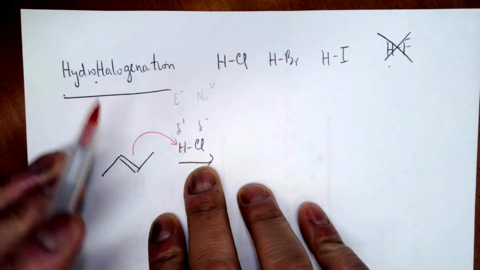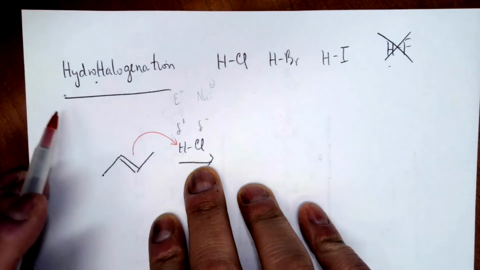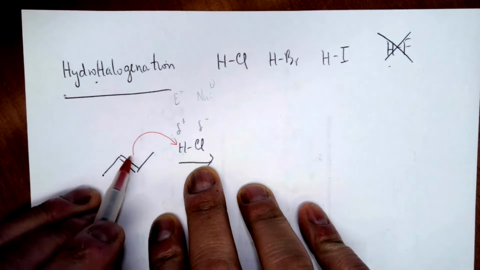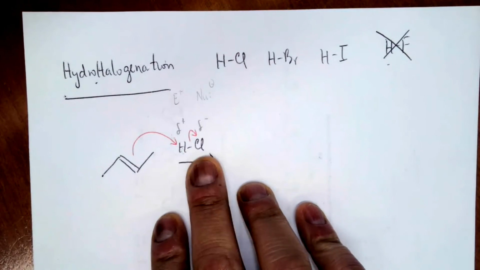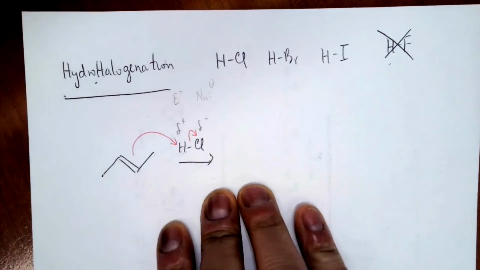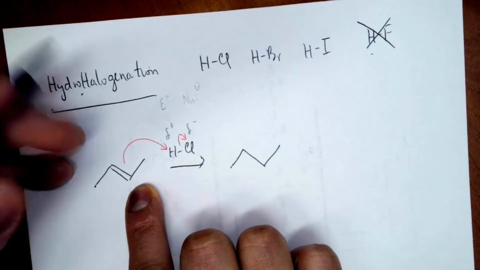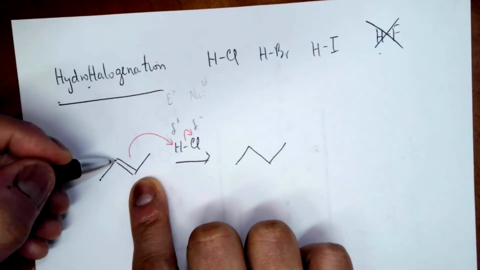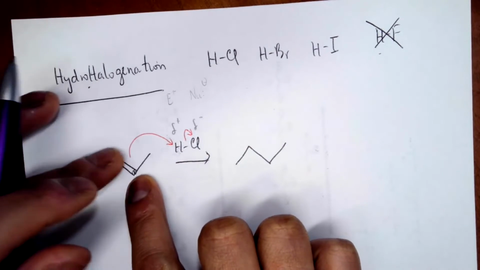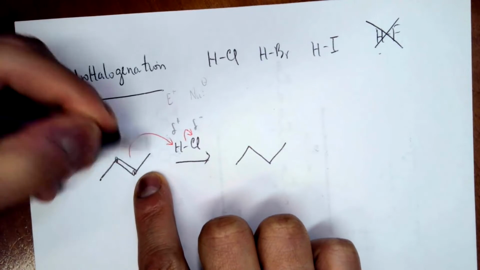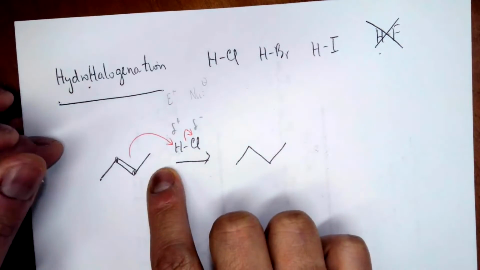Look at how I do the arrow. The arrow has to be from the pi bond. Don't do the arrow from the carbon, from the sigma bond. It has to be from the alkene to the H. What happened with the Cl? The Cl is a leaving group in this particular case. It just dissociates, it just breaks apart. Now, since the alkene is symmetrical, it doesn't matter where I put the carbocation. The carbocation can be here or can be here. Why? Because my molecule is symmetrical. Both of them have the same branching, one branch, and then methyl, the same substituents. So it is exactly the same.